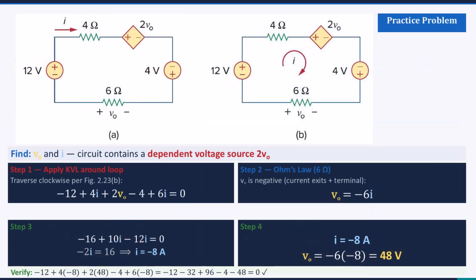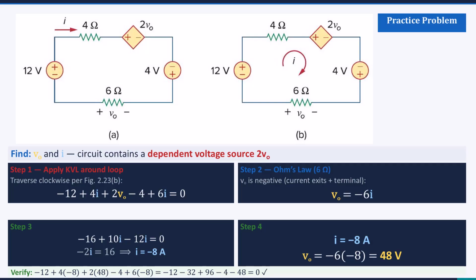This problem introduces something new, a dependent voltage source. Look at the diamond-shaped symbol on top of the circuit. It represents a source whose value is 2 times V0, where V0 is the voltage across the 6 ohm resistor at the bottom. The output of this source therefore depends on a voltage elsewhere in the circuit, hence the name dependent source.